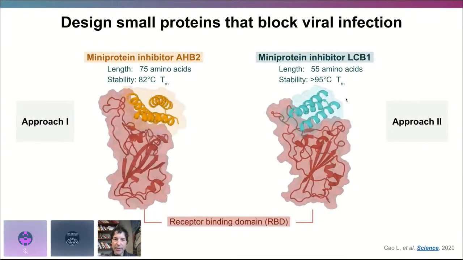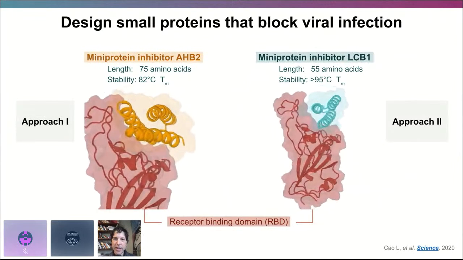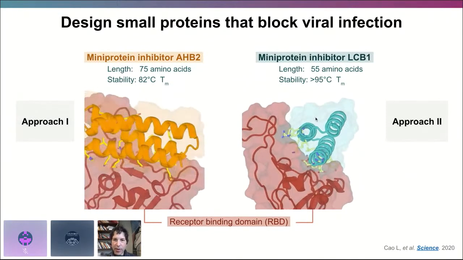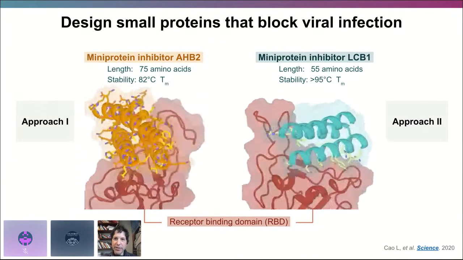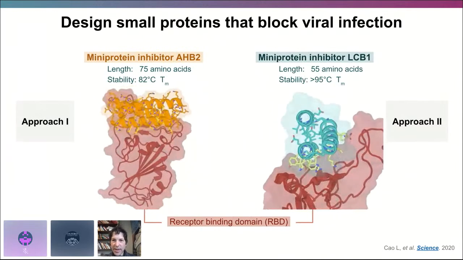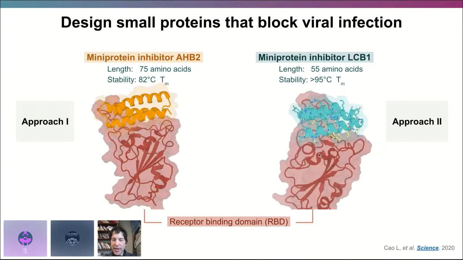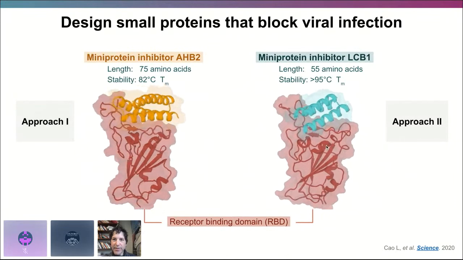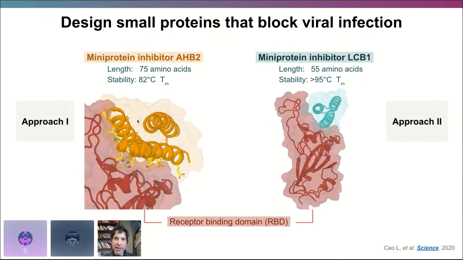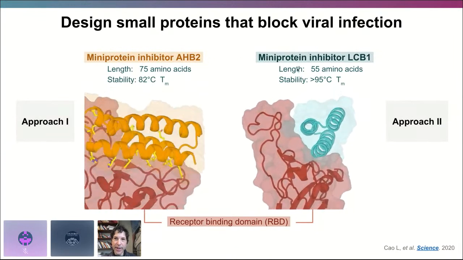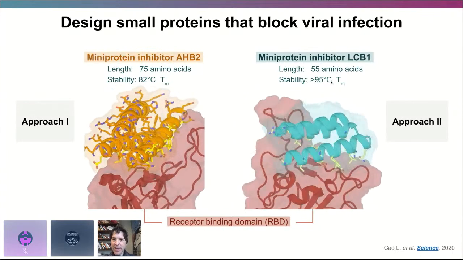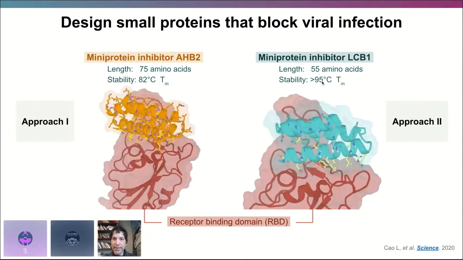And here are pictures of two of these proteins. The one on the right is one of the best candidates we've made using this completely de novo approach. And you can see that it's very shape complementary to the receptor binding domain of the spike. And this is the one that we built around the ACE2 helix. I'll be coming back to both of these proteins in a bit. This one's only 55 amino acids. Its melting temperature, it basically doesn't melt.